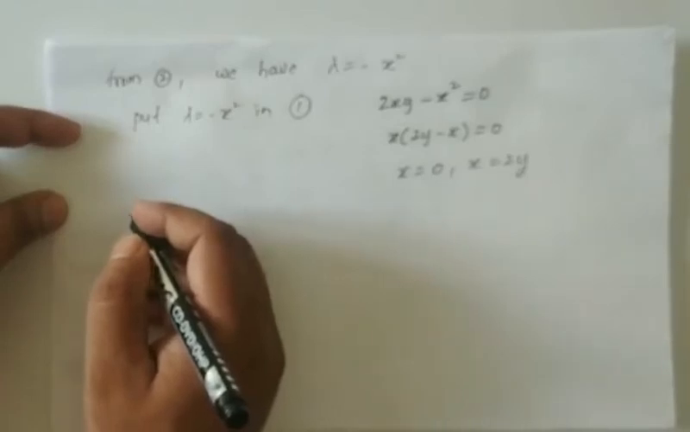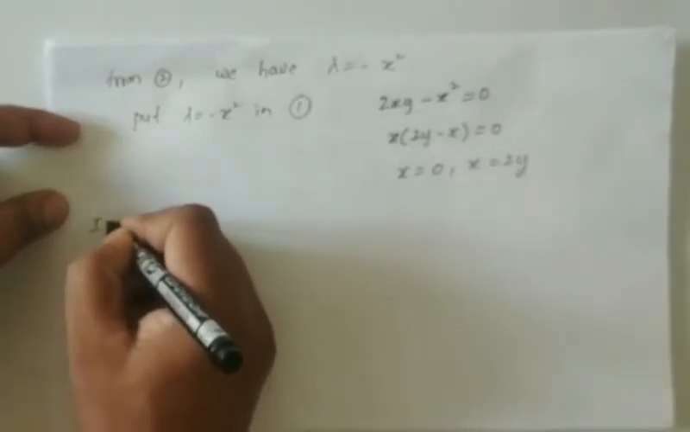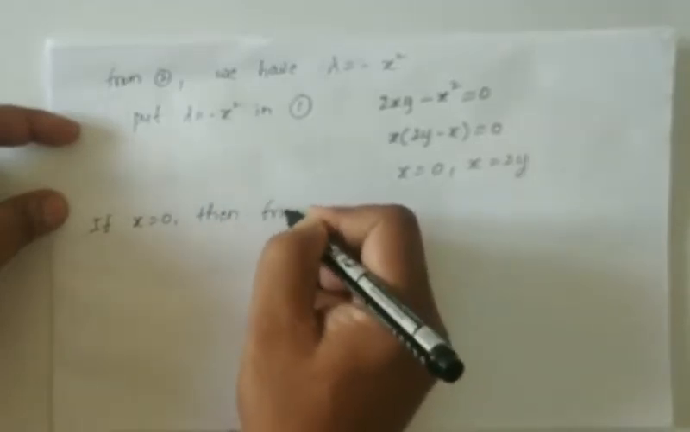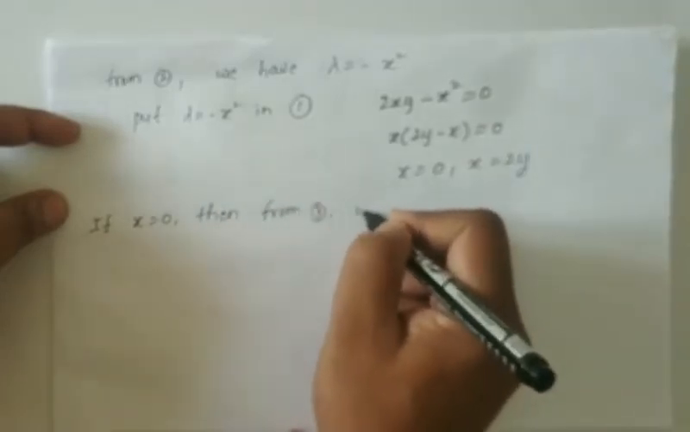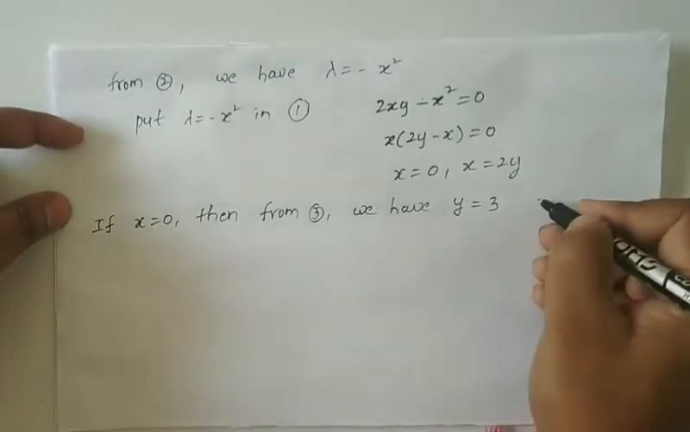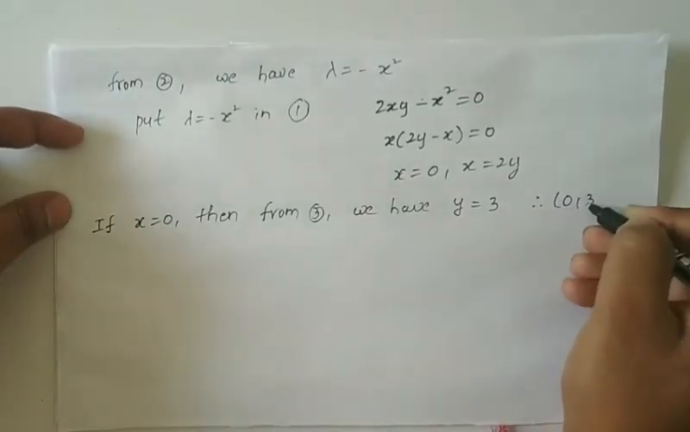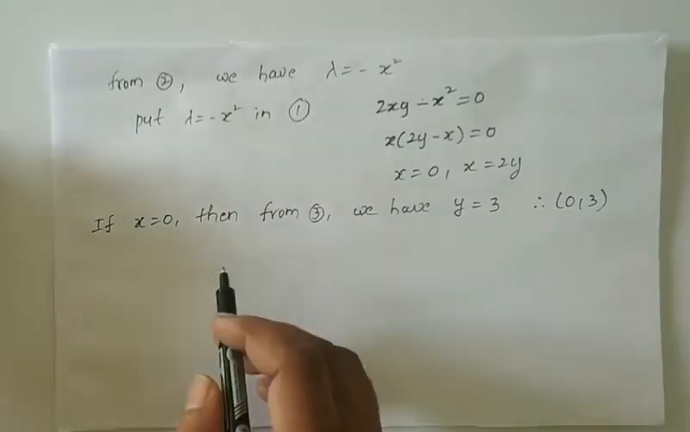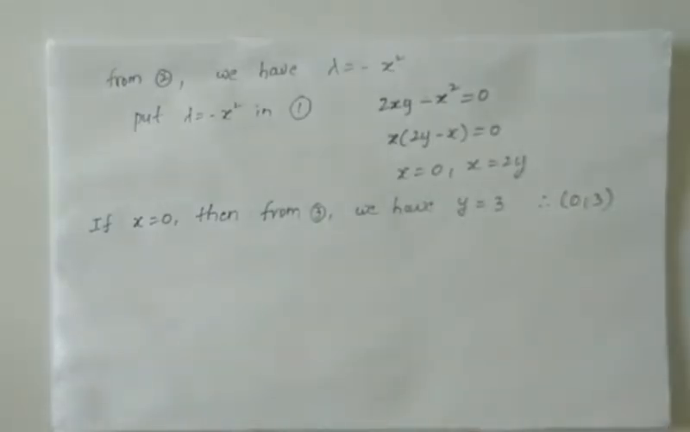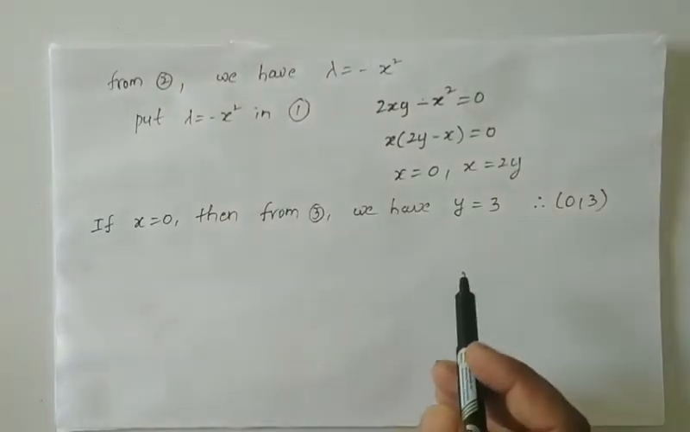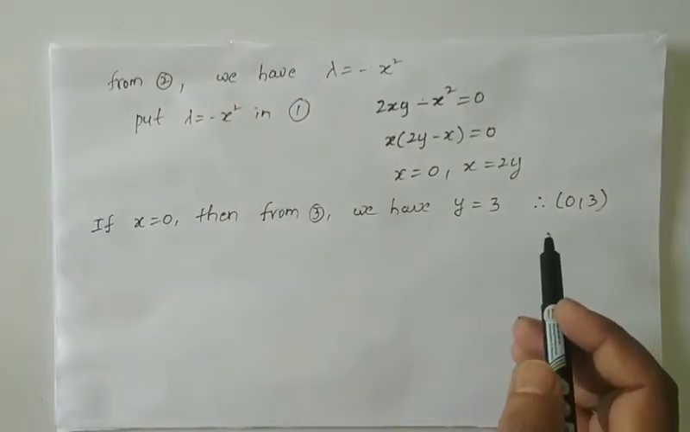If x is equal to 0, then from equation 3 we have y is equal to 3. Therefore the point is 0 comma 3. Clear? So here the point is x is equal to 0, y is equal to 3.